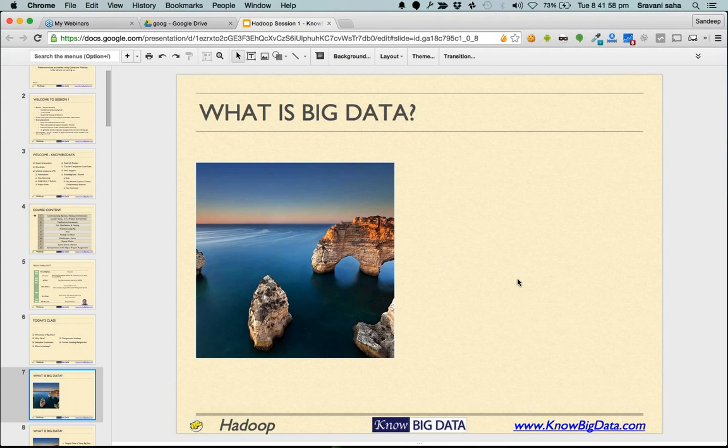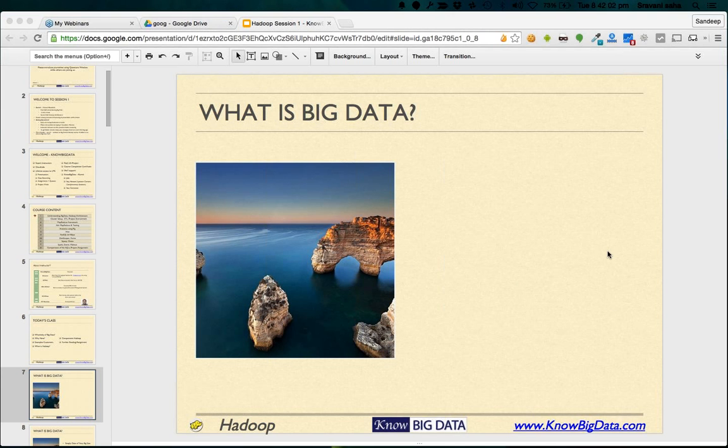So let's start with a simple icebreaker. What exactly is big data? What is your understanding of big data? Let me ask you this. Feel free to answer it using the questions window.